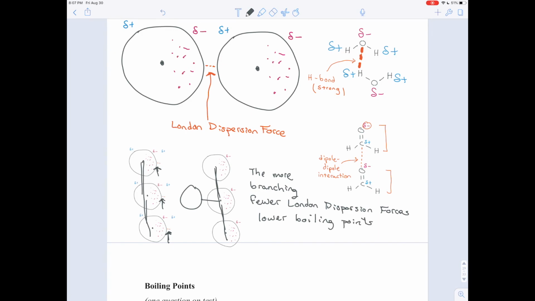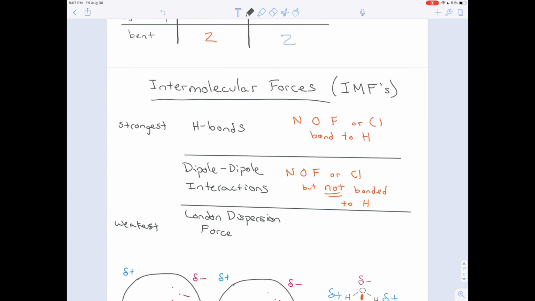Okay, we spent a lot of time talking about theory behind this. Oh, I should note, London dispersion forces are in every atom all the time, or happening between all atoms all the time.